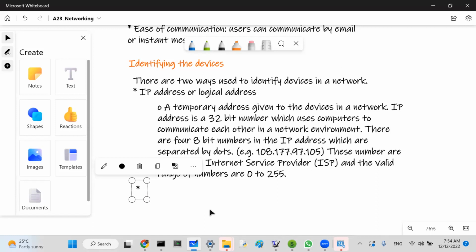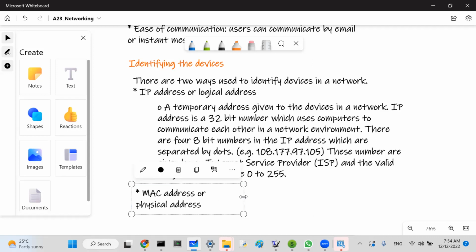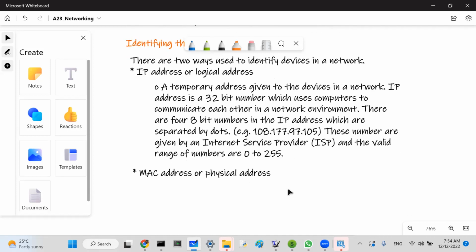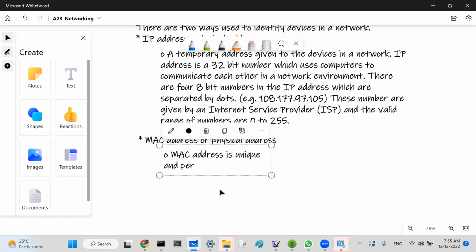Right, the next one is we need to discuss the MAC address. This is also known as the physical address. The point that I want to make here is that it's a unique address. MAC address is a unique address, unique for the computer. So we can say a MAC address is unique and permanent.